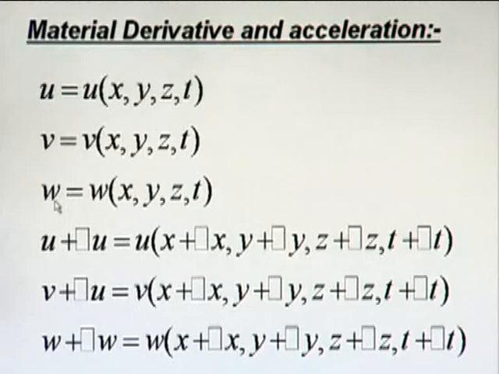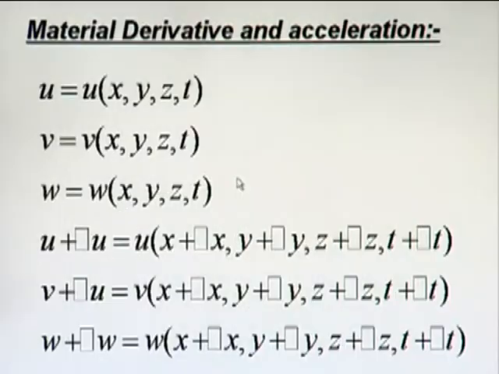The material derivative and acceleration. So u, where u is the velocity in x direction, in the Eulerian framework is equal to u(x, y, z, t), and v, the velocity component in y direction, is equal to v(x, y, z, t), and w is w(x, y, z, t).